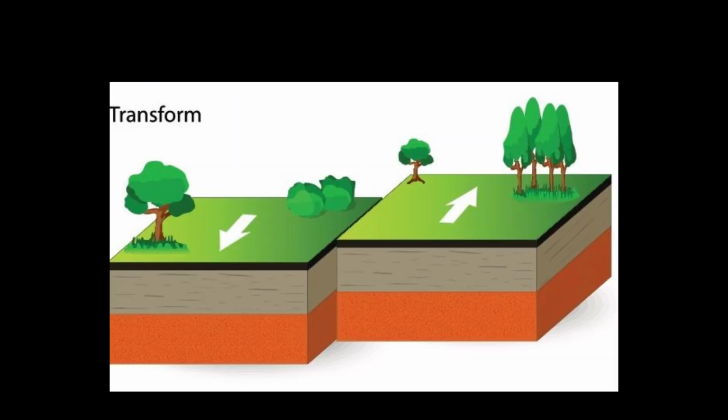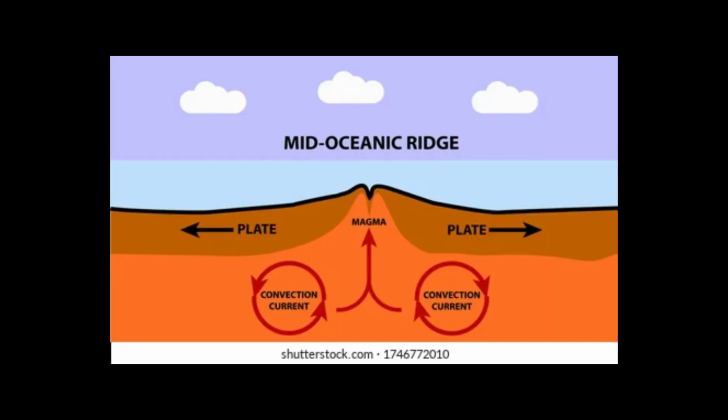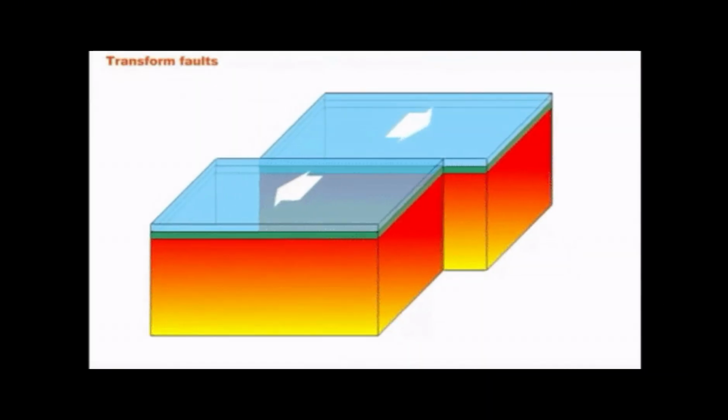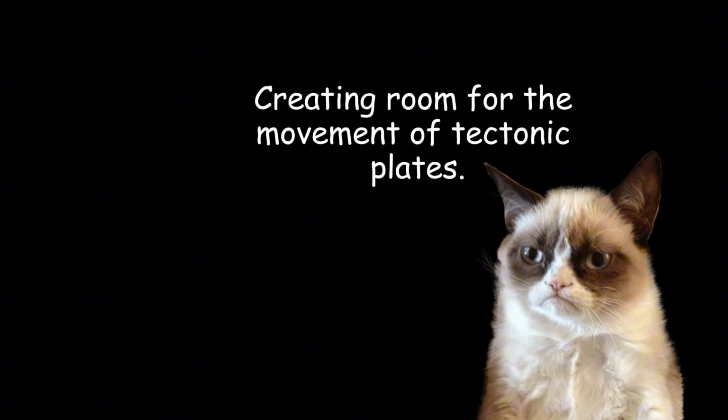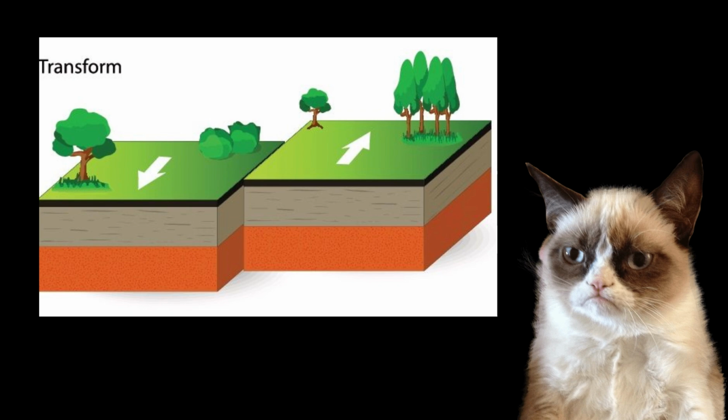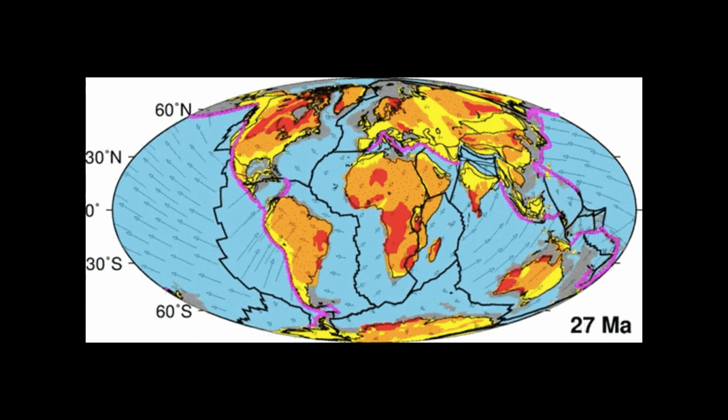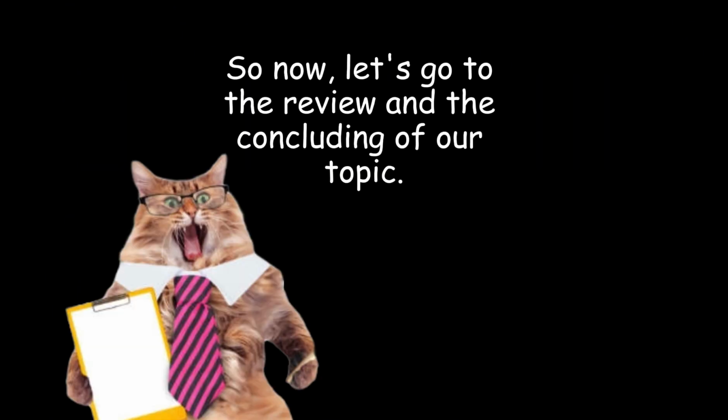Now let's go to transform faults and mid-ocean ridges. Now let's talk about transform faults. These are areas where the mid-ocean ridge is divided into sections. Along these faults, the sections of the ridge literally slide past each other, creating room for the movement of tectonic plates. Transform faults play an important role in accommodating the spreading process and keeping the tectonic plates moving in different directions. So now, let's go to the review and the conclusion of our topic.